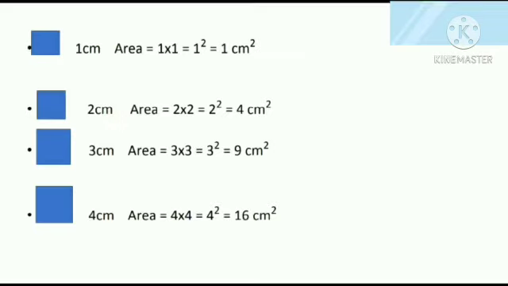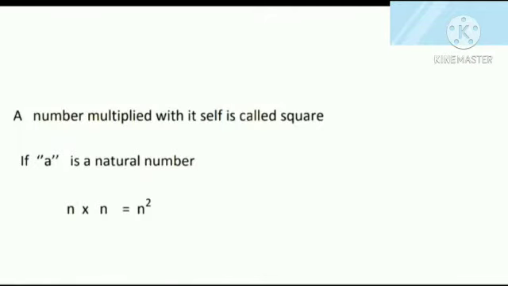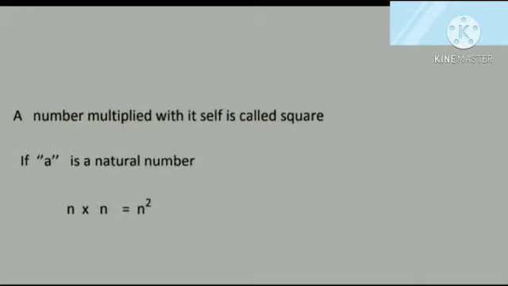Based on this, we can easily state the definition of a square. A number multiplied with itself is called a square. If n is a natural number, then n into n is equal to n square.